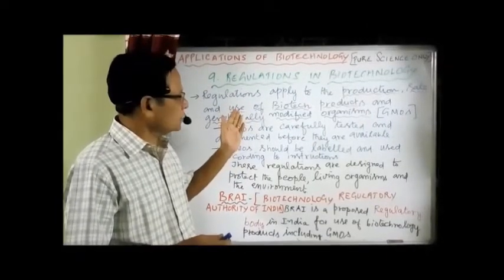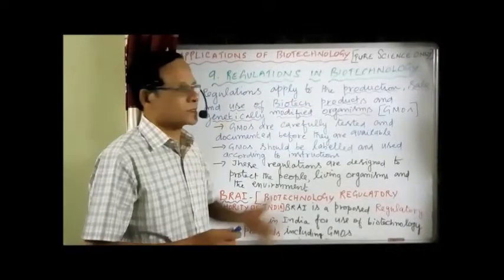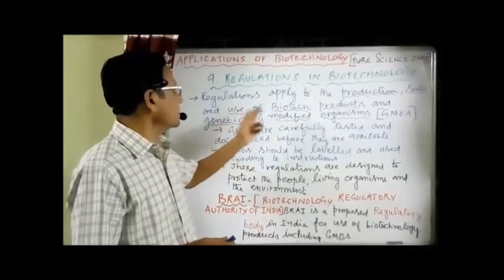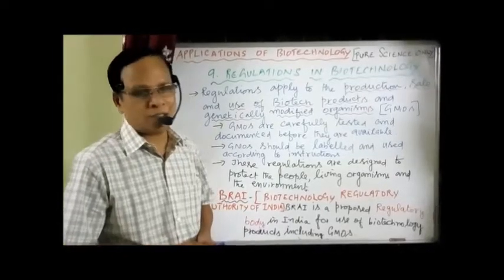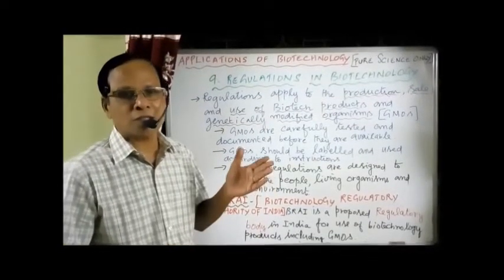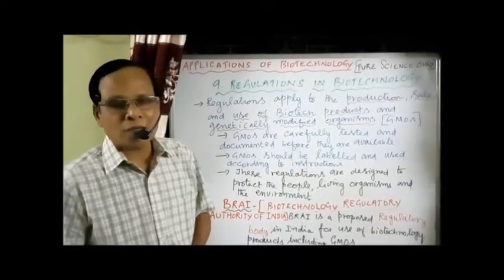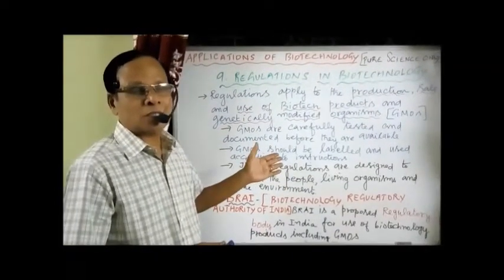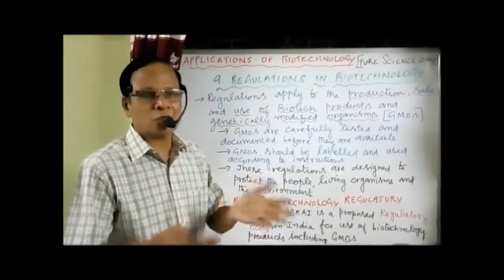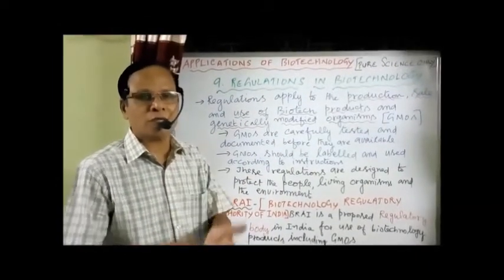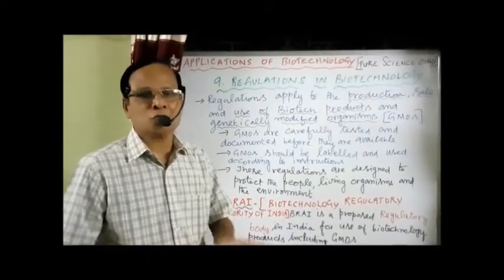So it applies to the production, sale and use of biotech products and genetically modified organisms, simply called GMOs. They are also called genetically engineered organisms. Normally, genetically modified organisms are carefully tested and documented before they are made available to the public or to society.